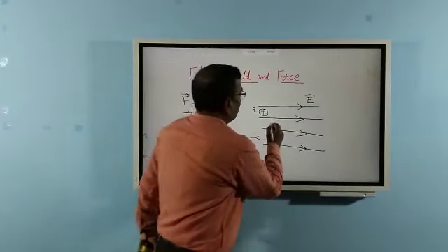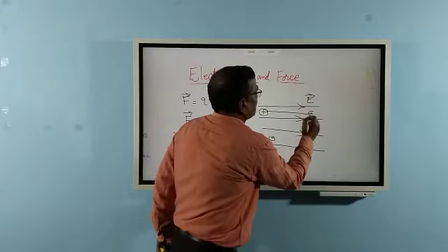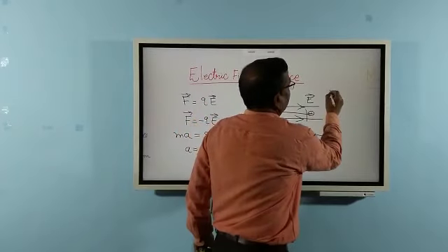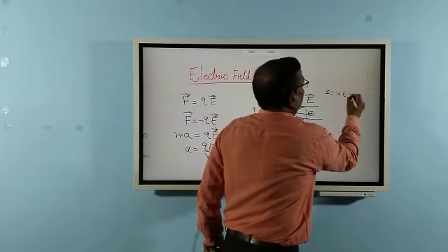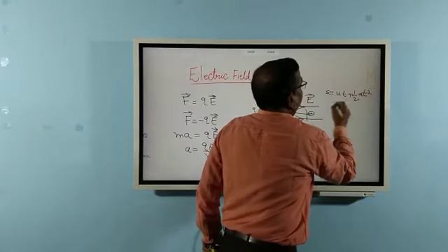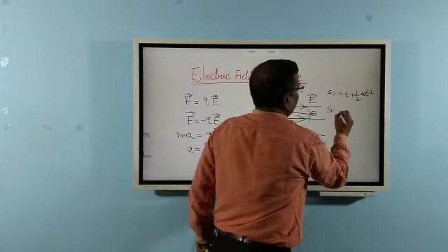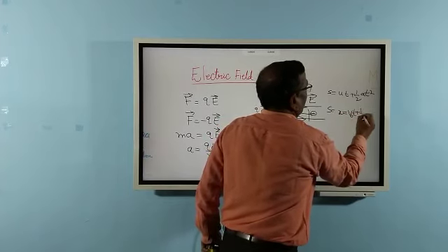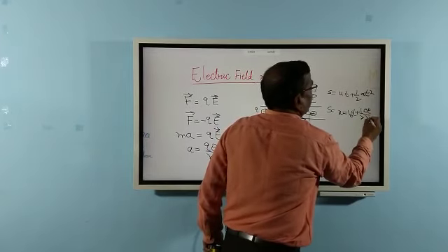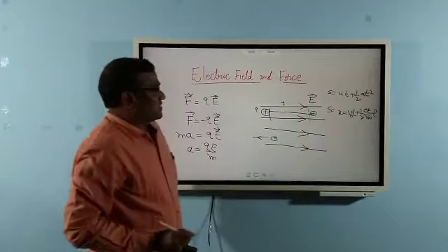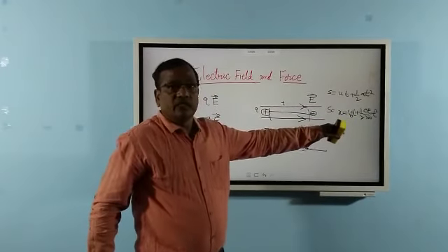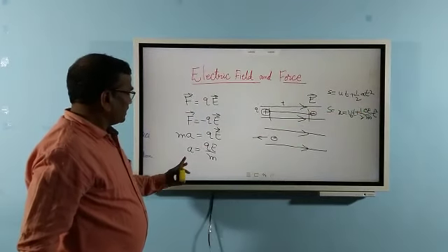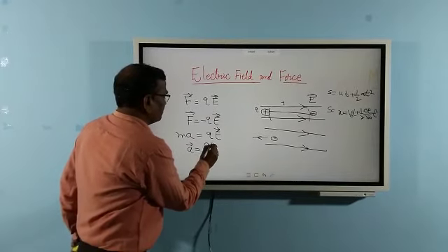We can also find out how much displacement is covered by the particle in t seconds. That equation we can write using s equals ut plus half at square. Here s is along the x axis, so the displacement is x equals v0 t plus half into e by m into t square, where a is the acceleration we got from the force relation, a equals e by m.